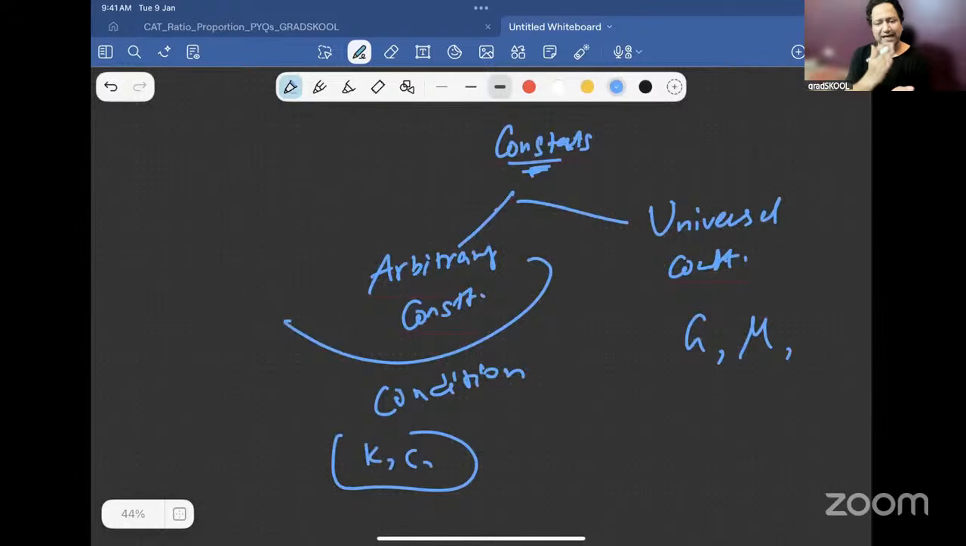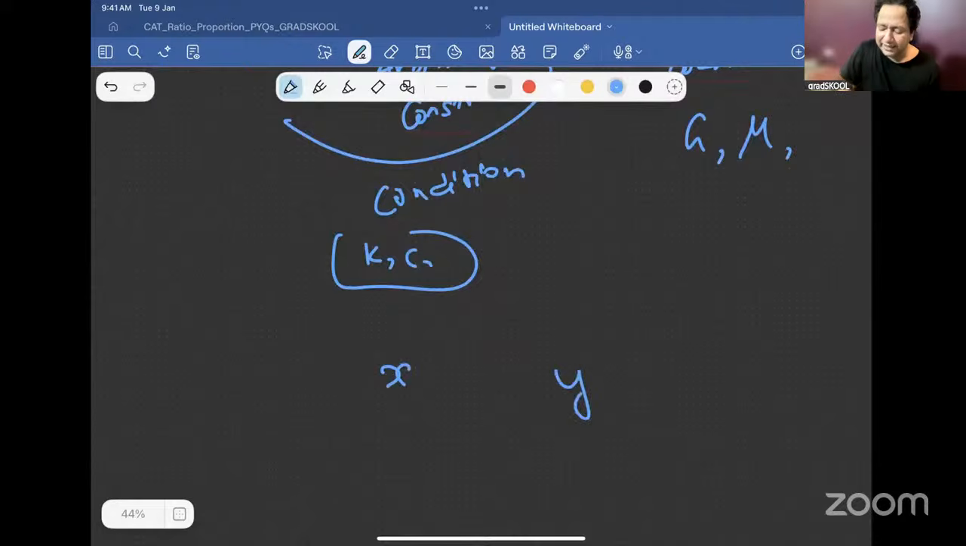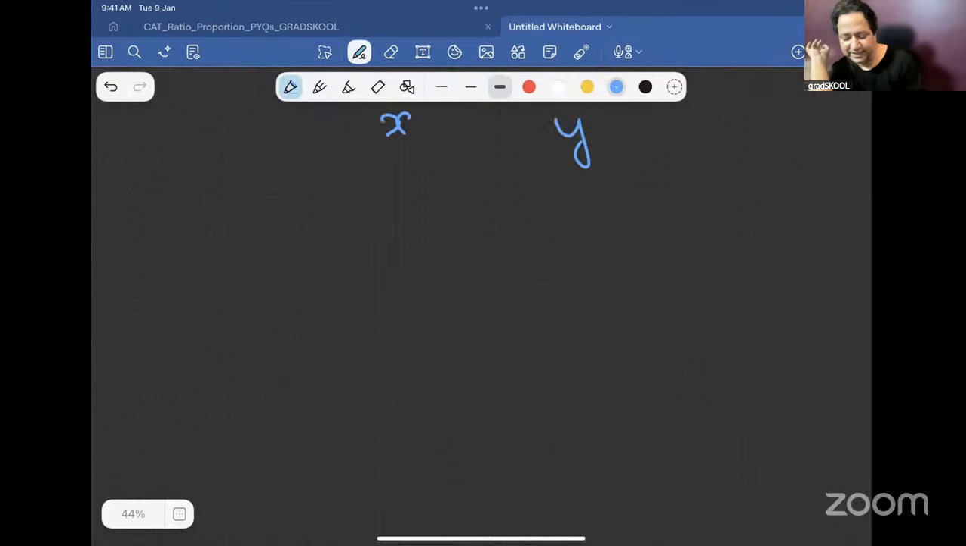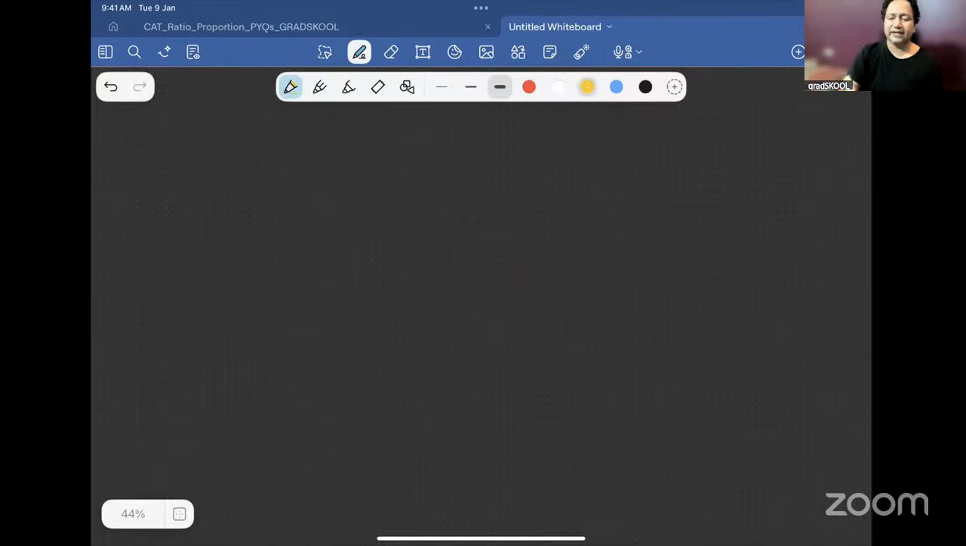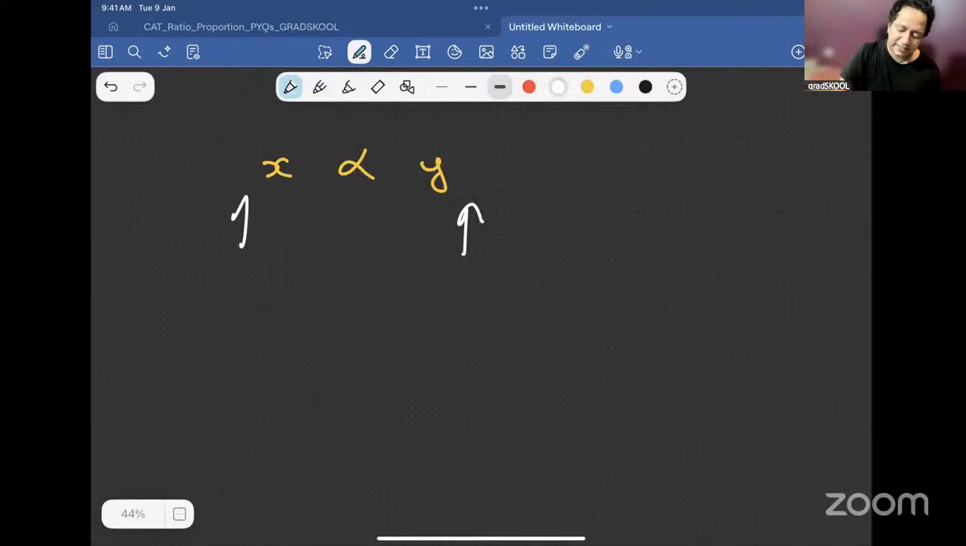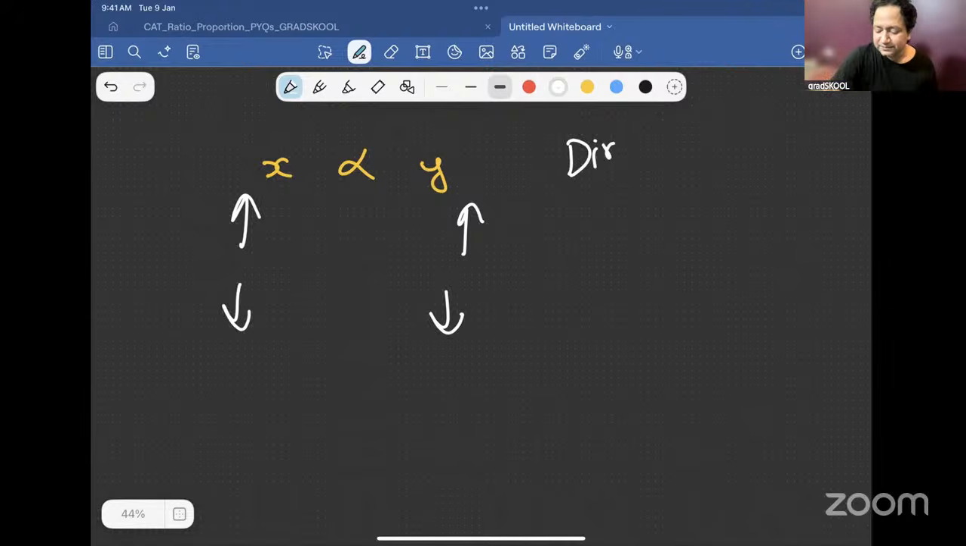For example, if I want to establish a relation between two entities, let's say X and Y, I'll use an arbitrary constant. I cannot use the constant of gravity or something else, right? Is that clear, everyone? So let's understand in terms of mathematics what exactly happens. We have two variables X and Y. If one becomes happy, the other becomes happy. One becomes sad, the other becomes sad. In a way, if one increases, the other also increases. If one decreases, the other also decreases. That is known as direct variation, or simply speaking, friends.